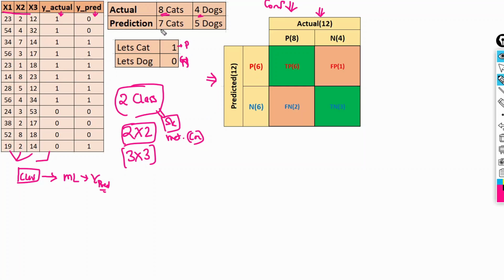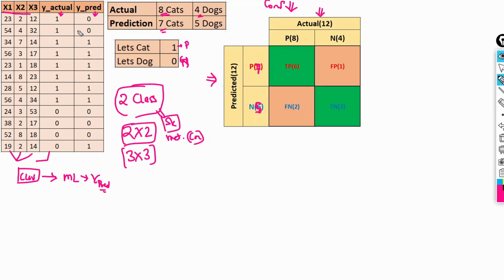If you see here, 7 cases. This is the 7. And how many negative cases do we have in the prediction? 5. This is the 5. So let's understand how we can explain these 4 boxes. If you see here, these are the green boxes. Green boxes mean all the true values. In the actual, we have a total of 8 positive values, but out of 8, how many positive cases are predicted correctly?